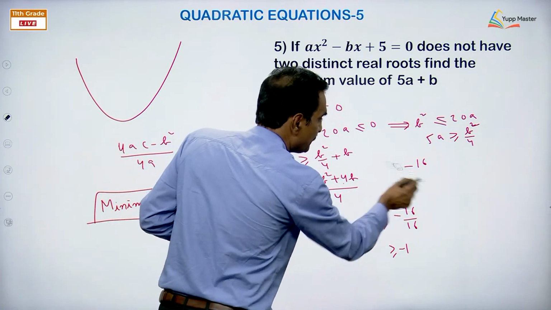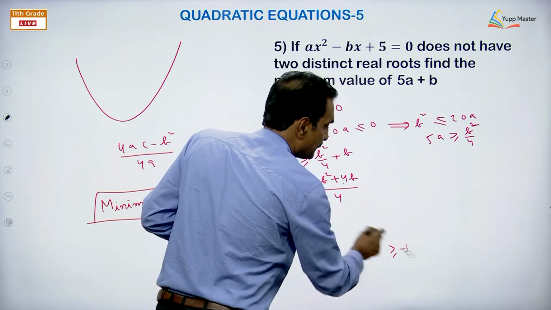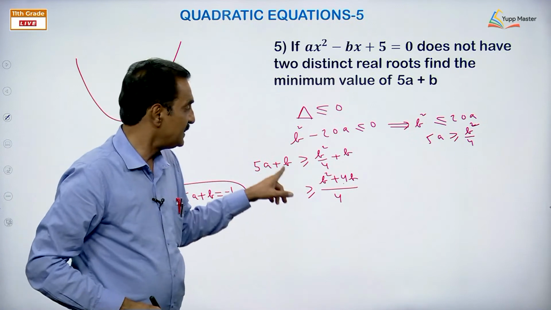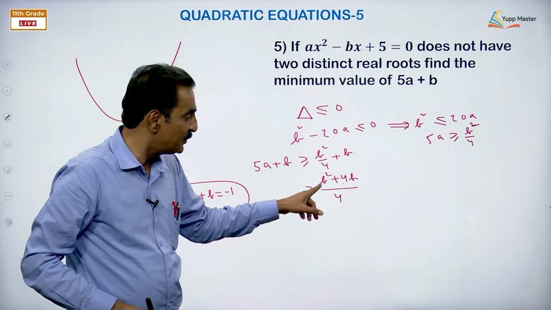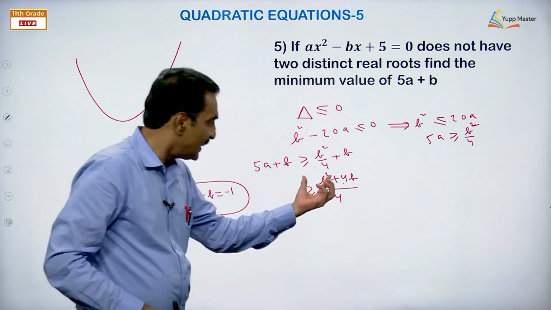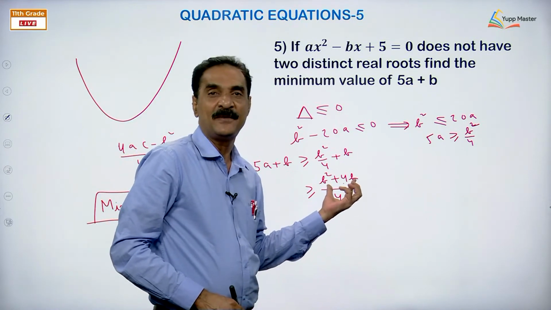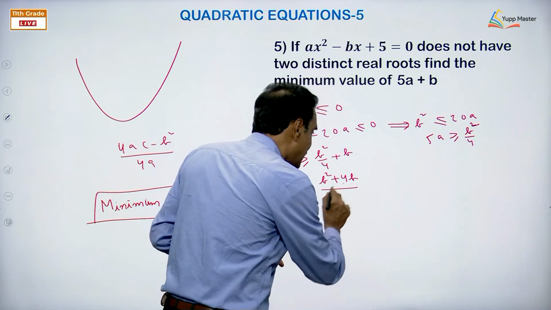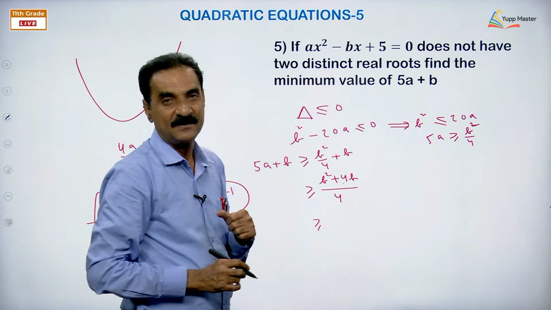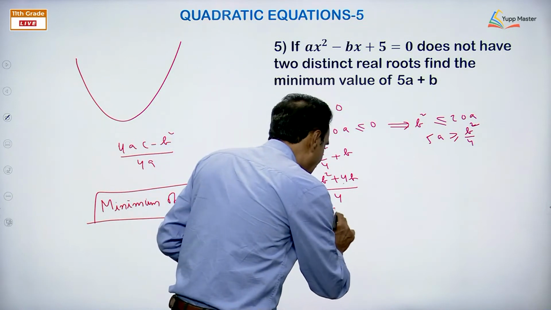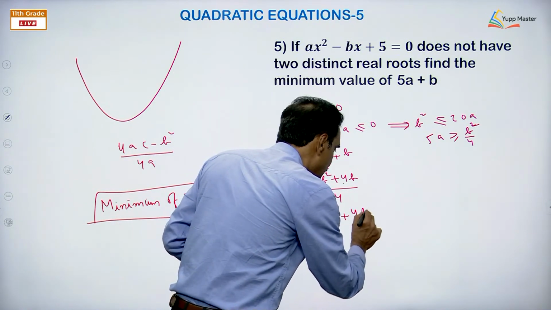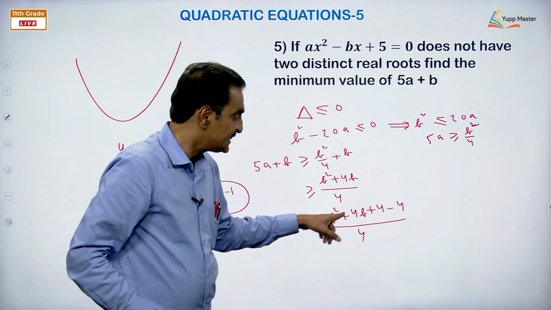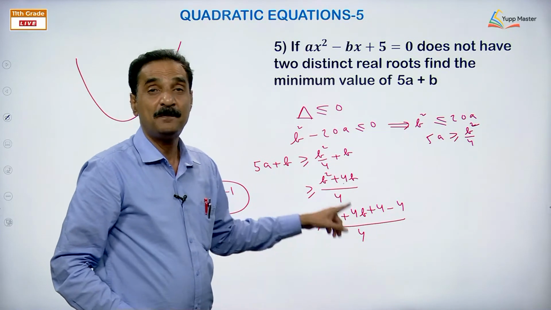After getting 5a plus b greater than or equal to b square plus 4b by 4, you can express this as a perfect square and get the minimum value easily. You write it as b square plus 2b. How can you make it a perfect square? By adding 4 and subtracting 4, b square plus 4b plus 4 can be written as b plus 2 whole square.